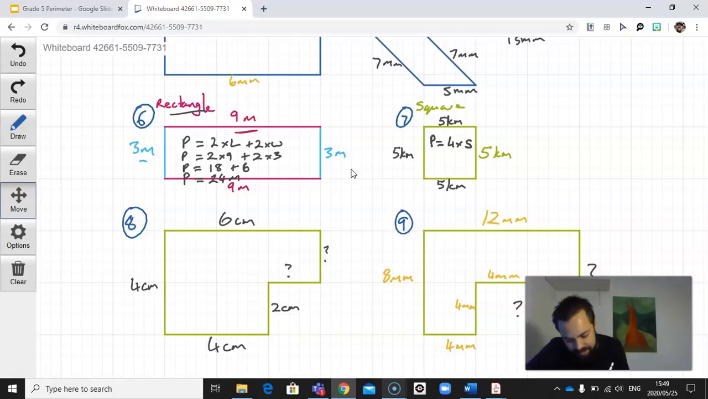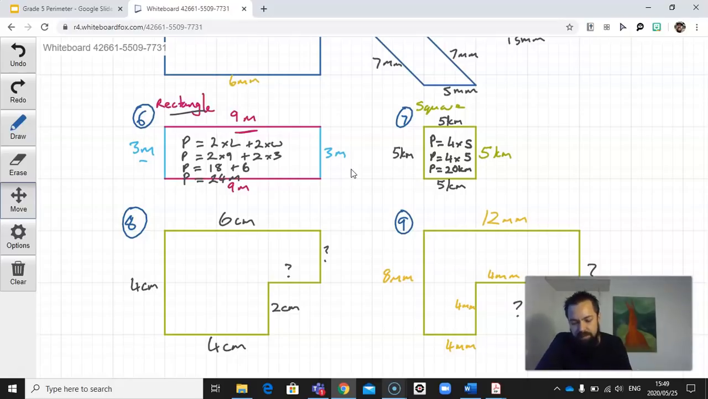So 4 times S, and in this case, my S is actually a 5. I hope you can tell the difference. And 4 times 5 is 20, and that's kilometers. So the perimeter is 20 kilometers.